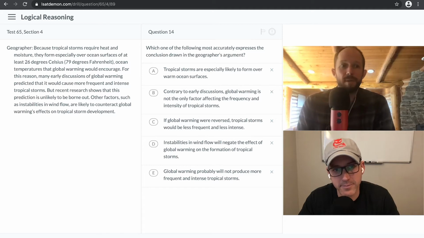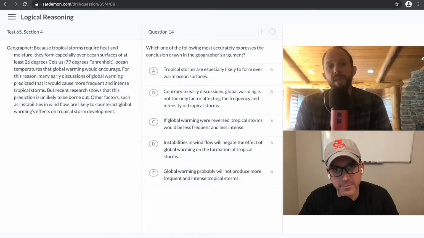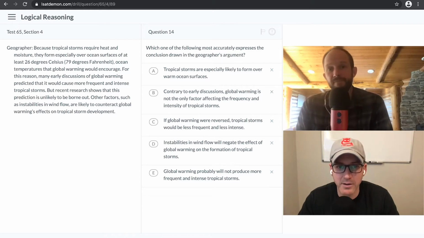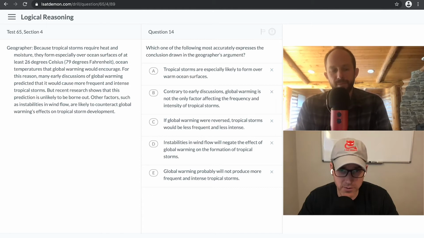But for now, we know that this geographer has come here to tell us that this prediction, that global warming is going to increase the incidence of tropical storms, is probably wrong. Why? Well, other factors. Okay. The question says, which one of the following most accurately expresses the conclusion drawn in the geographer's argument?